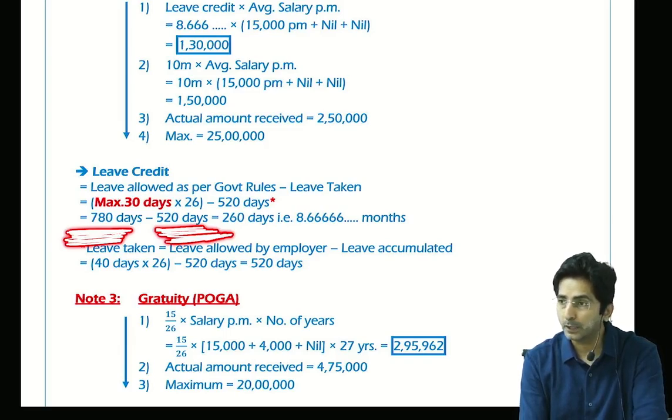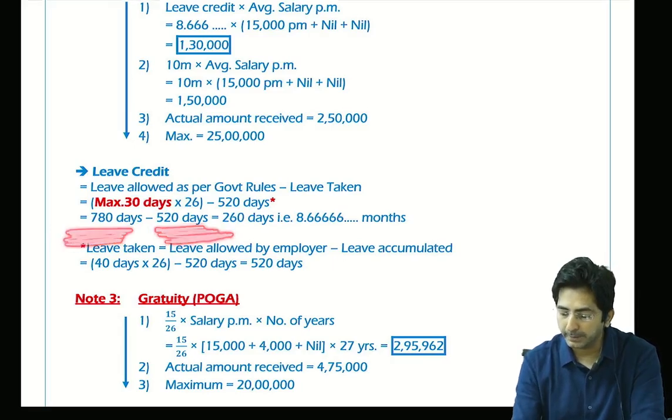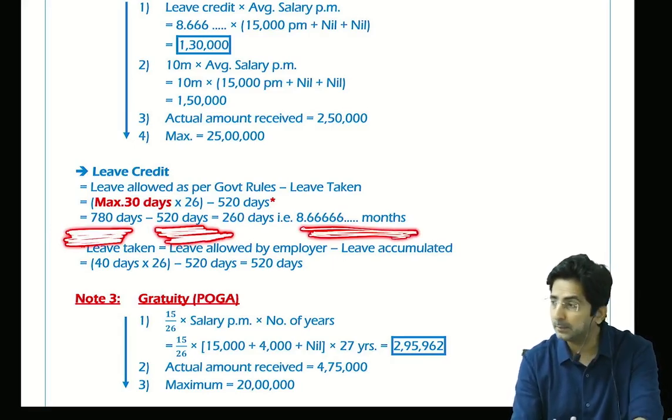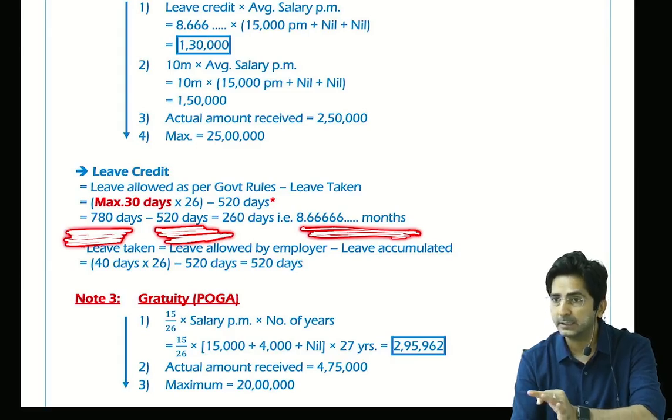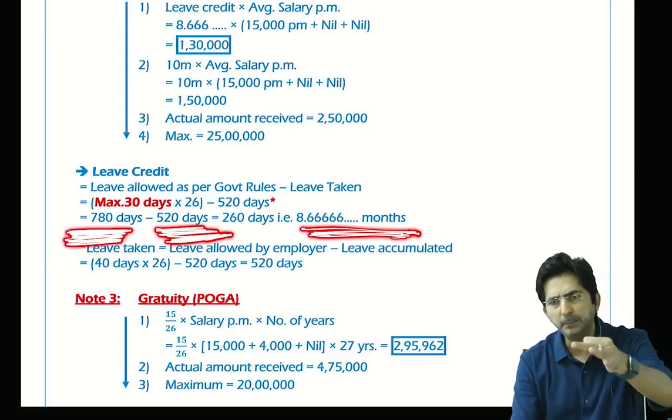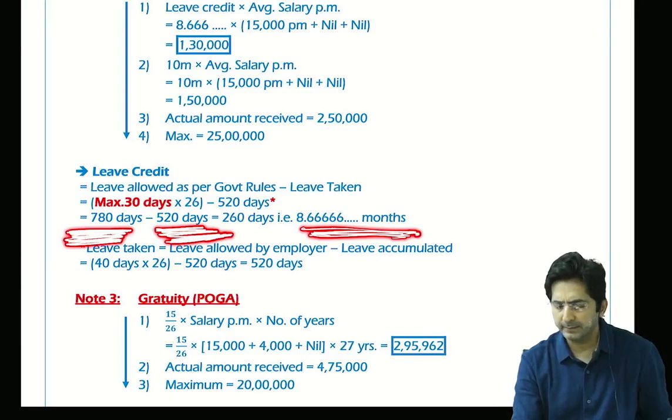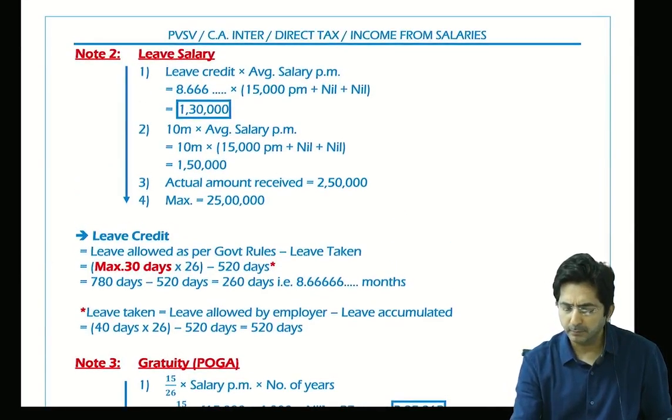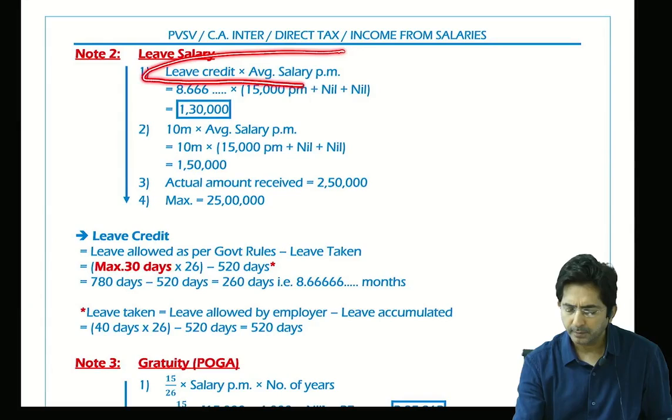And you have to convert into months by dividing by 30. So it is coming in decimals. But what did I say in the last lecture? Keep it in decimals. Actually in the calculator, if you are getting 8.6666666666, keep it as it is. And then what do we do with this? Then we multiply this by the average salary per month.